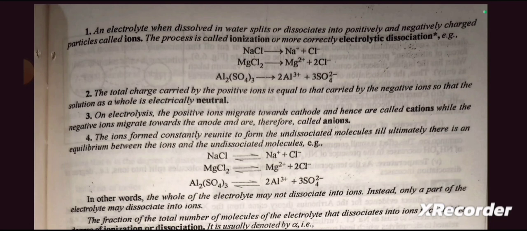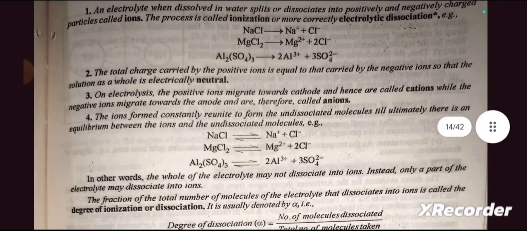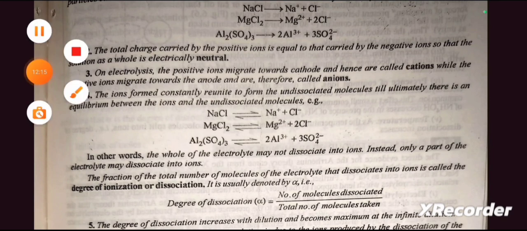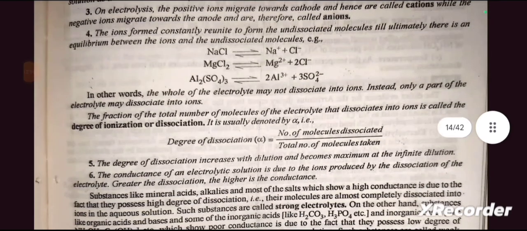Second, the total charge carried by the positive ions is equal to that carried by the negative ions, so that the solution as a whole is electrically neutral. Third, on electrolysis, the positive ions migrate towards the cathode and hence are called cations, while the negative ions migrate towards the anode and are therefore called anions.